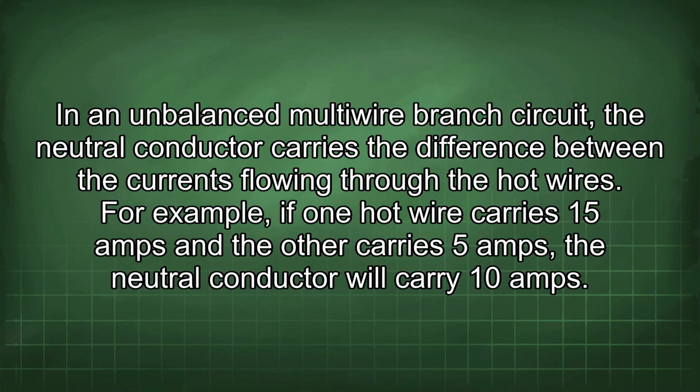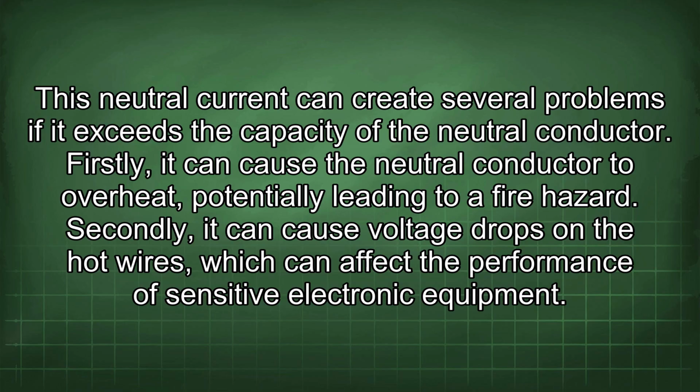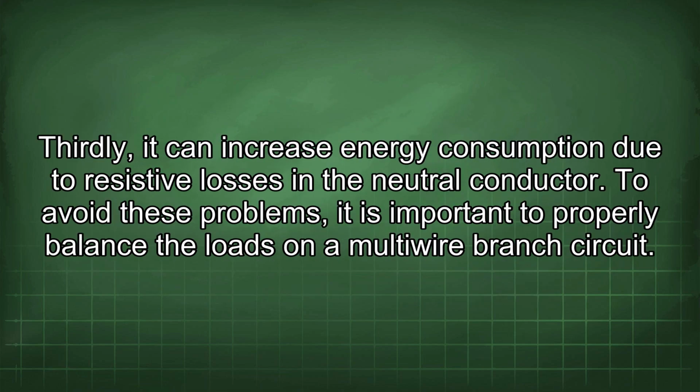For example, if one hot wire carries 15 amps and the other carries 5 amps, the neutral conductor will carry 10 amps. This neutral current can create several problems if it exceeds the capacity of the neutral conductor. Firstly, it can cause the neutral conductor to overheat, potentially leading to a fire hazard. Secondly, it can cause voltage drops on the hot wires, which can affect the performance of sensitive electronic equipment. Thirdly, it can increase energy consumption due to resistive losses in the neutral conductor.